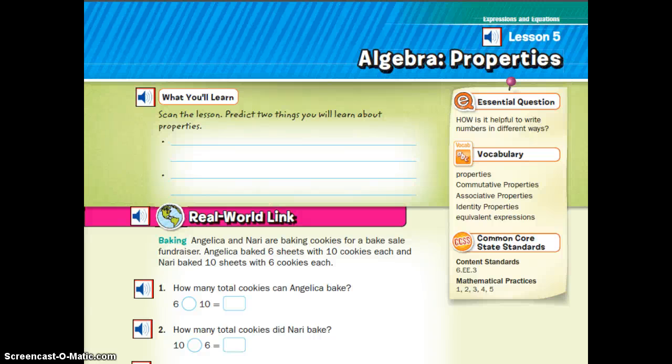Please turn with me to Chapter 6, Lesson 5, Algebraic Properties. We're on page 473. So, what are we going to learn today? We're going to learn that order matters and groupings matter. Order matters, and grouping or groups matter. Very, very important.